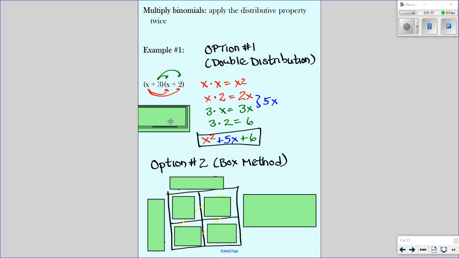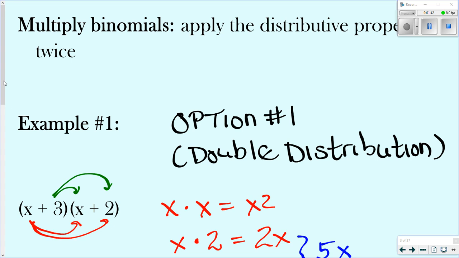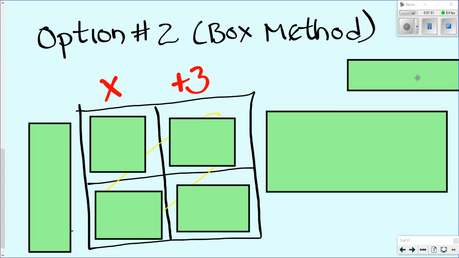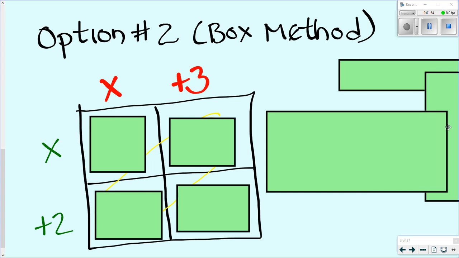That's doing double distribution. The second method that you can do is the box method. So with the box method, as you can see, you draw a box, and based on the two expressions they gave you, which were x plus 3 and x plus 2, you put them in different sections. The x is on top of the first column, 3 is on top of the second column, and then for the other expression, x is on the side for one row, and the 2 is on the other row. Once you do that, you multiply whatever is on top and on the side. It's where they meet that you multiply.